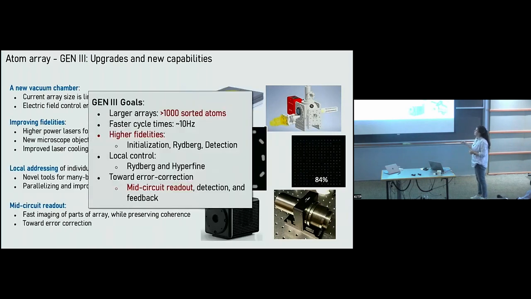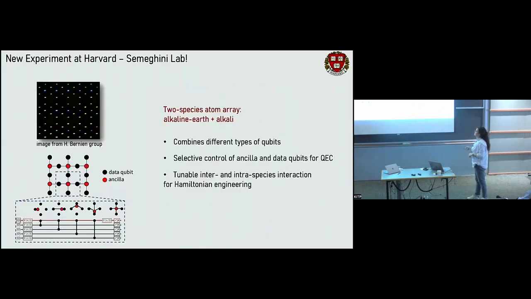The main goals are to achieve larger arrays with about 1,000 atoms, faster cycle times. We want to reach higher fidelities for both the entangling gates, the initialization of the qubits, but also the state detection. We are adding some local control capabilities, and also we are working towards the implementation of mid-circuit readout for quantum error correction.